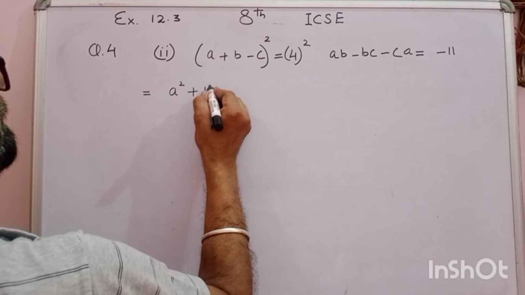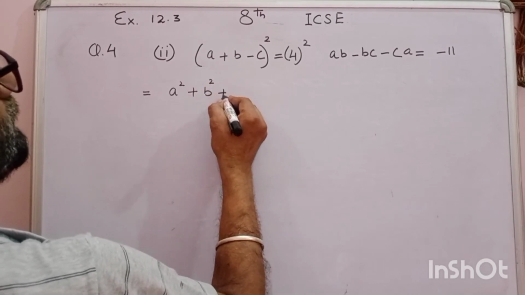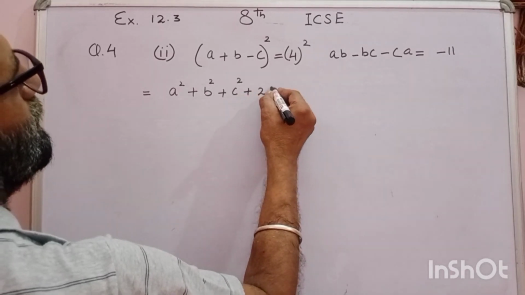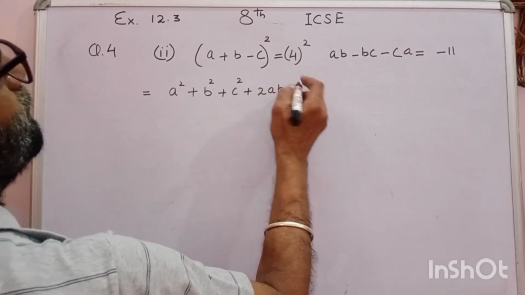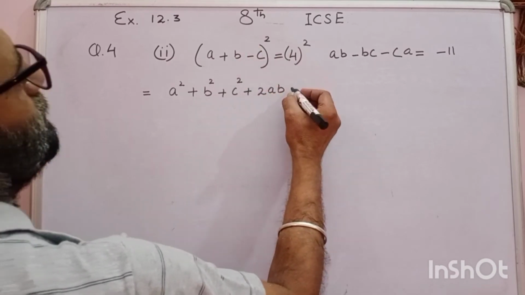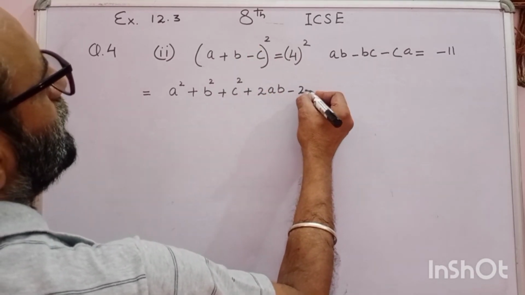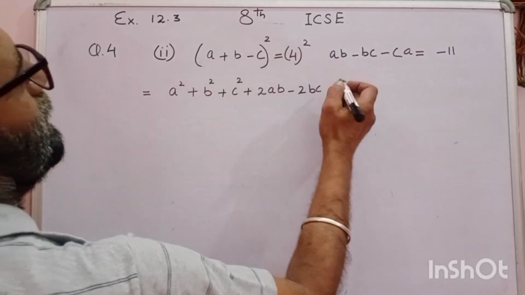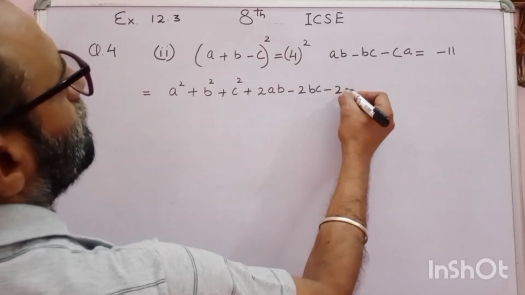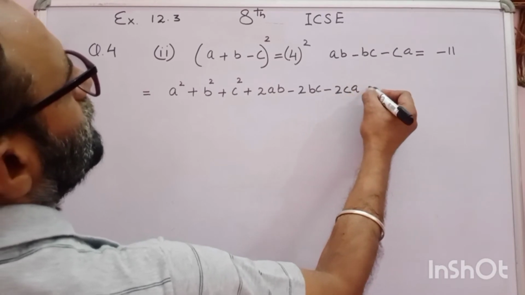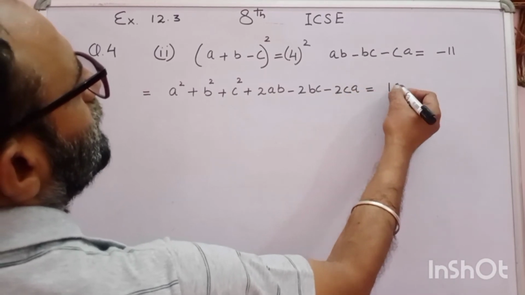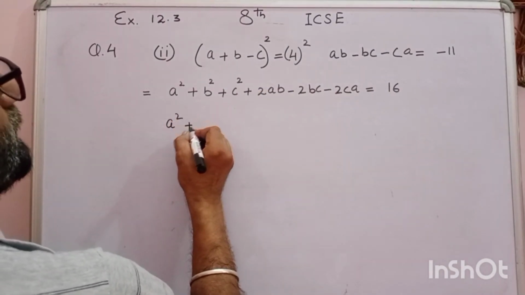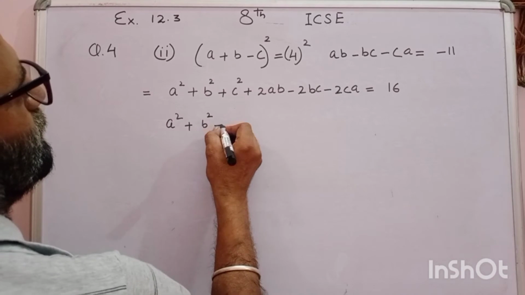plus B square plus C square plus 2AB. Now plus 2BC, C is minus, so it will become minus 2BC, plus 2CA, C is again minus, it will become minus 2CA is equal to 4 the square, that is 16. Now 2 we will write common. A square plus B square plus C square we have to calculate.